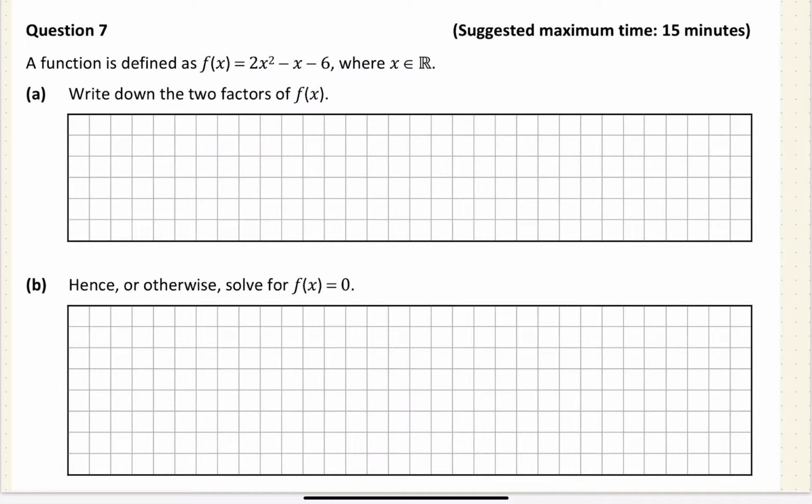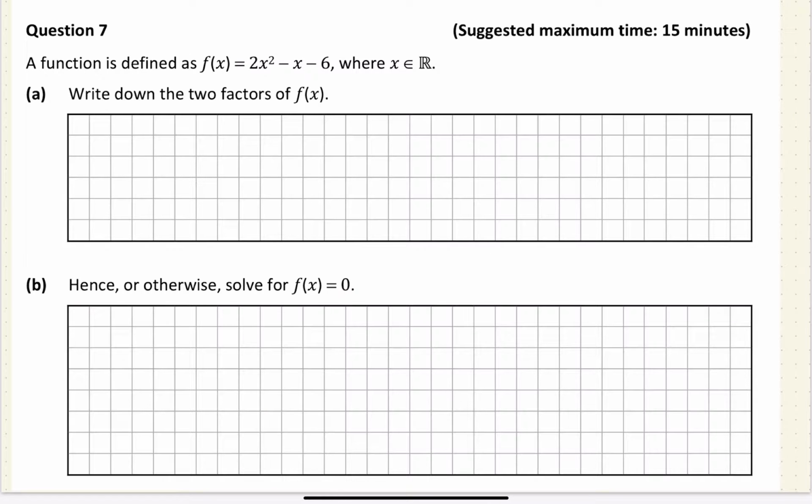Okay, so this was question 7, and it was a functions question. And I know a lot of us didn't like part A because you might have done a lot of work for functions, and then all of a sudden it's asking for an algebra skill, which is factorizing. So it says write down the two factors of f of x. But if we look at f of x, it's a quadratic, all right? And quadratics can be factorized.